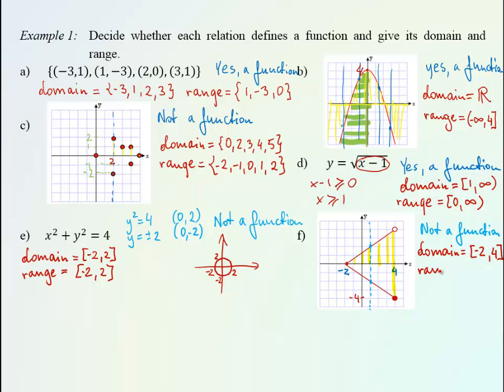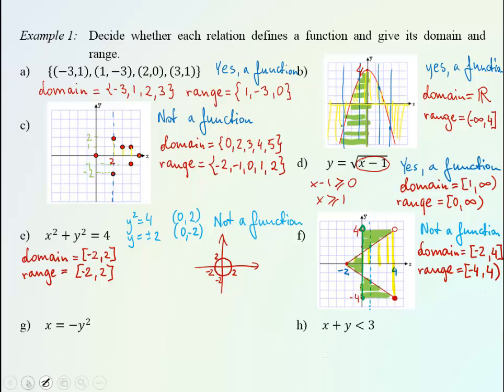What about range? To see the range, we project all the points onto the y-axis. So it looks like this point will be projected and all the other points here, here, until we get number 4. But number 4 is actually not covered. It will be a hollow circle. So the range is this set from -4 inclusive till 4 without 4.